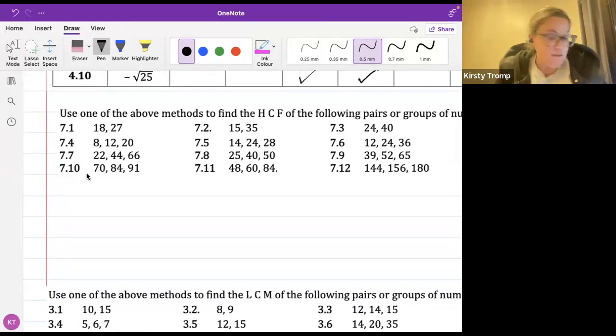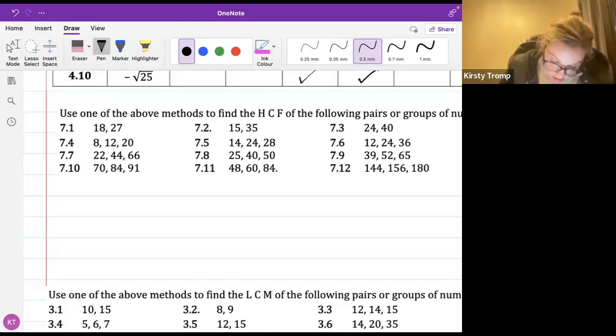Okay, and they gave you 18 and 27 as your numbers. All right, so if I've got 18 and 27, I'm going to first of all set it out really nicely. So I'm going to start with 7.1. It's really important to get your layout really nice. So I'm going to say 18 equals.